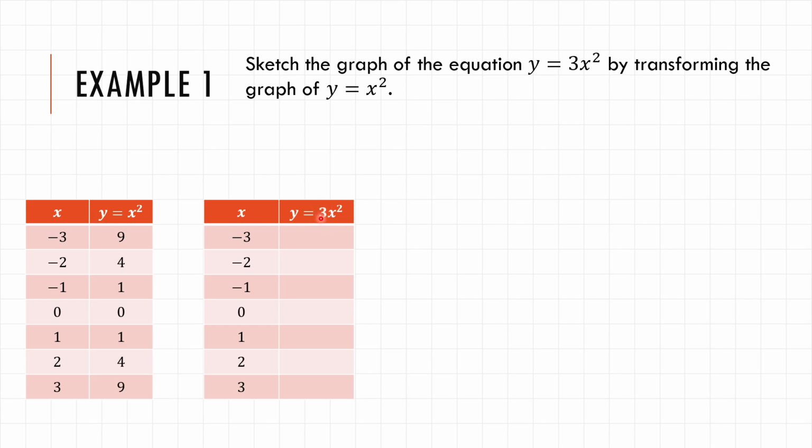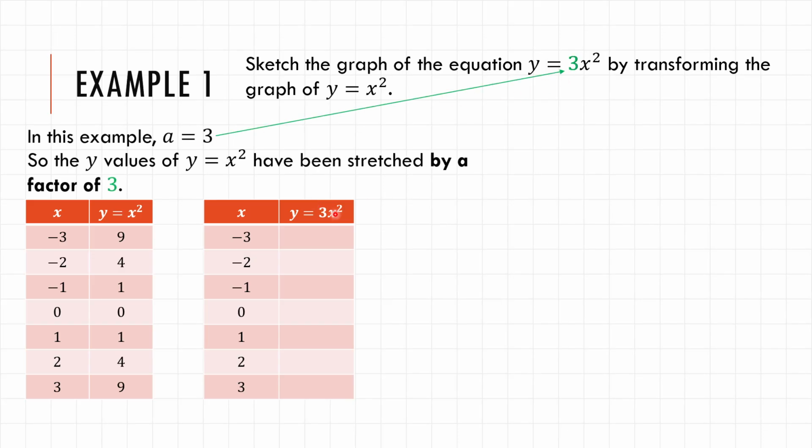And another way to think about that is all the y values here, because the y values are equal to x squared. So we're taking those y values, x squared, and multiplying it by 3. So if we want to find the new coordinate locations, we have to multiply all of these by 3. Right? So in this example, a is 3. So the y values of y equals x squared have been stretched by a factor of 3. That's the verbiage we use, by a factor of.